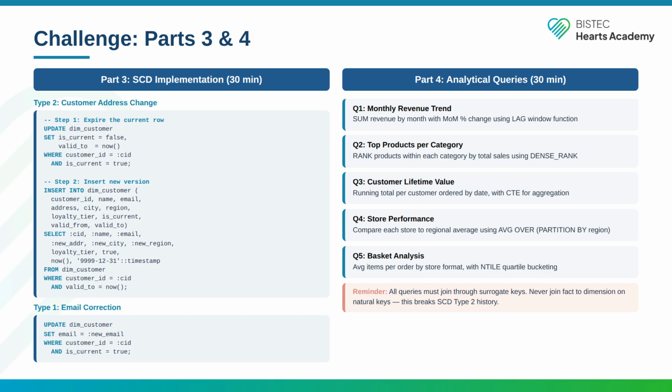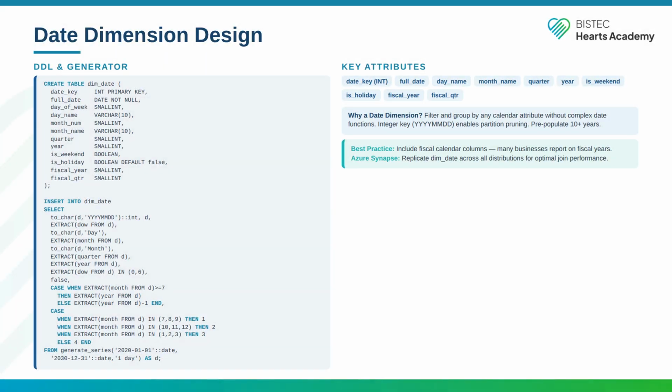Here is a deep dive on the date dimension, the most universal conformed dimension, and one that is often done poorly. The DDL on the left shows the complete structure. Notice the integer primary key using YYYYMMDD format. This enables readable where clauses like date key greater than 20200101, and it supports efficient partition pruning.